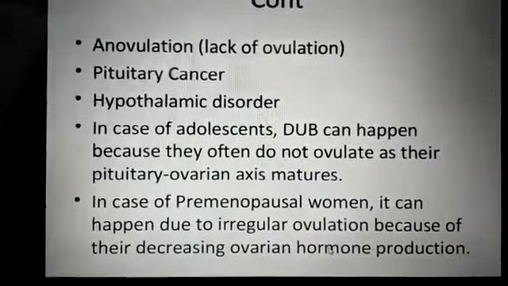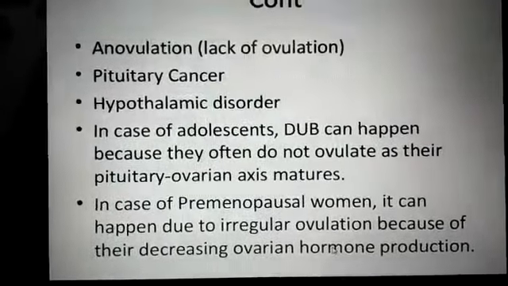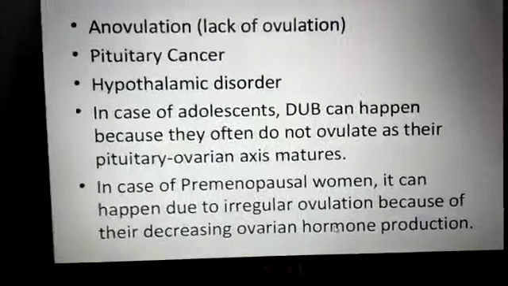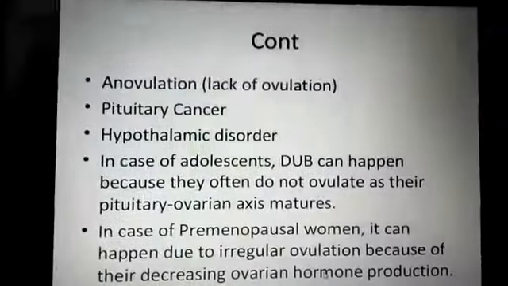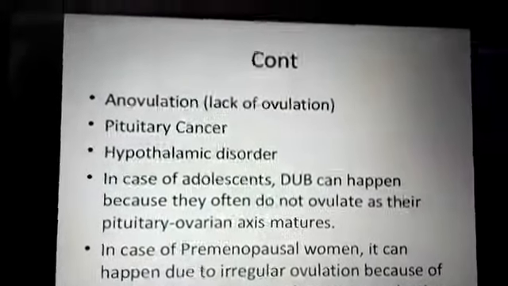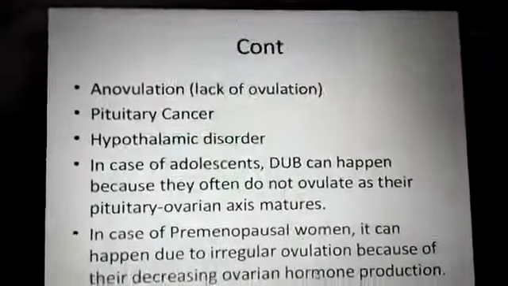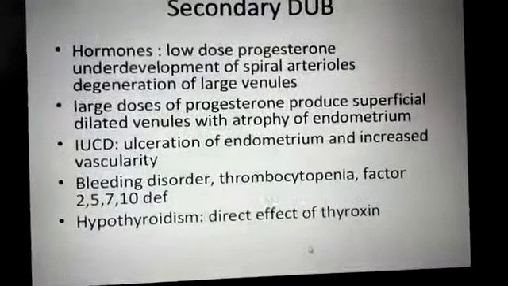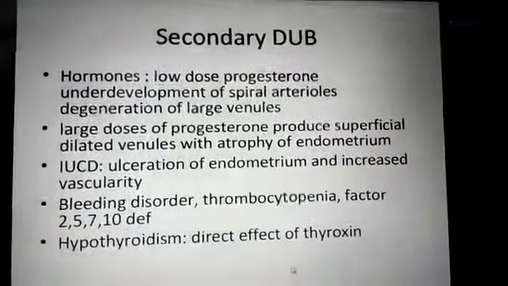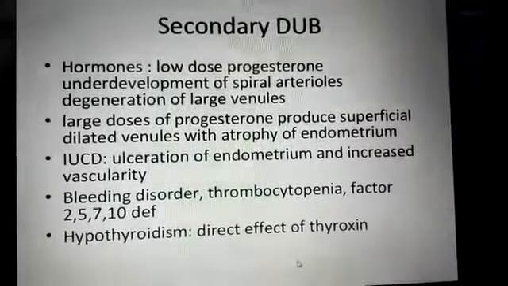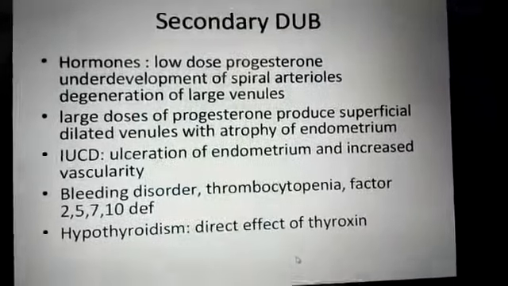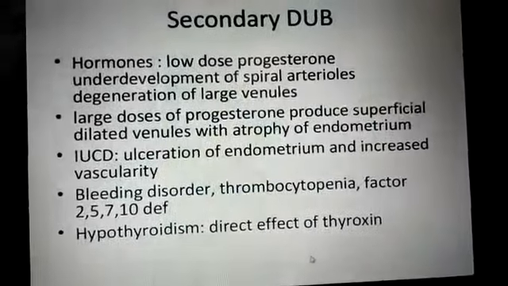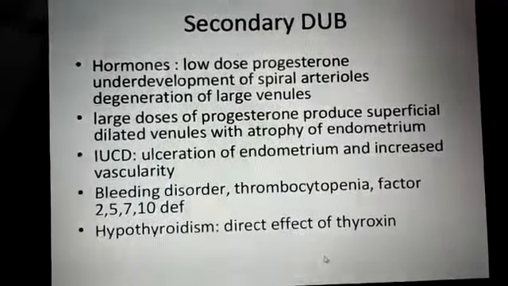In premenopausal women, why does it happen? Because of irregular ovulation due to decreasing ovarian hormone production. As we know, as women approach menopause age, the production of estrogen becomes less. What is the cause behind secondary DUB? In secondary DUB, with hormones, low dose progesterone causes underdevelopment of spiral arterioles and degeneration of large venules, while a large dose of progesterone produces superficial dilated venules with atrophy of the endometrium.